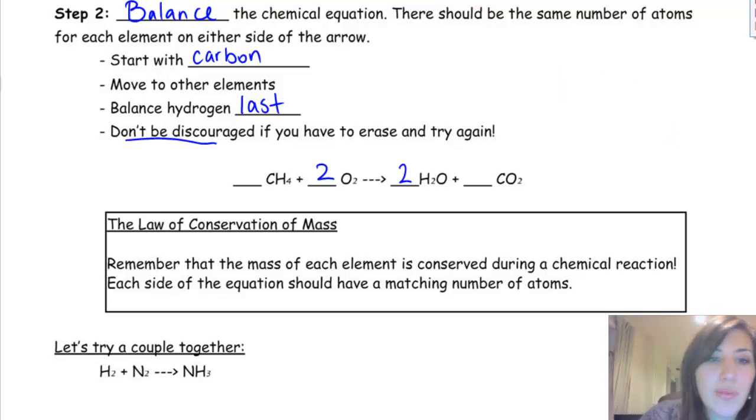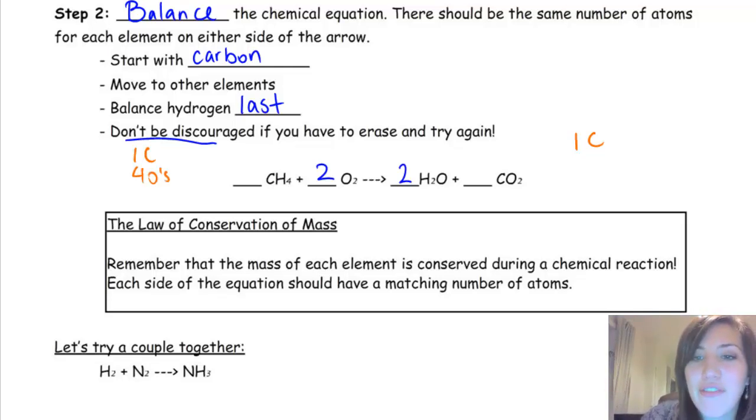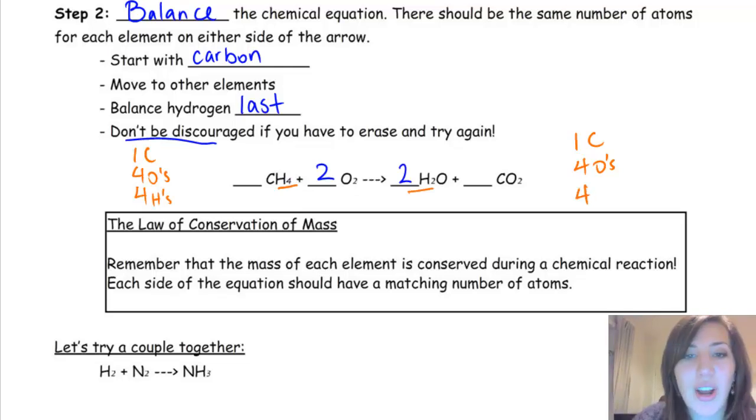Let's do another color. We have on the left side 1 carbon. On the right side, 1 carbon. We're good. On the left side, we have 4 oxygens. And on the right, we have 4 oxygens. Awesome. On the left, we have 4 hydrogens. And on the right, we have 2 times 2 is 4 hydrogens. Are we balanced? Yes, we are.